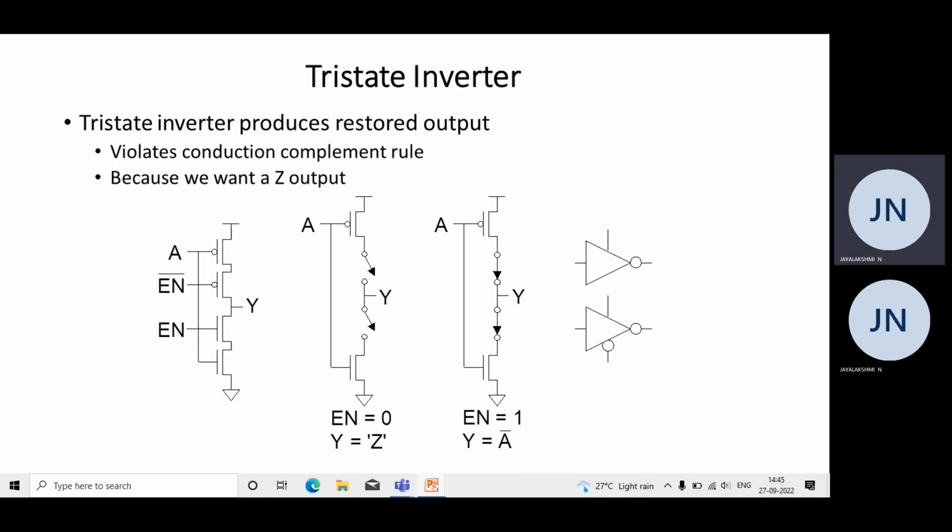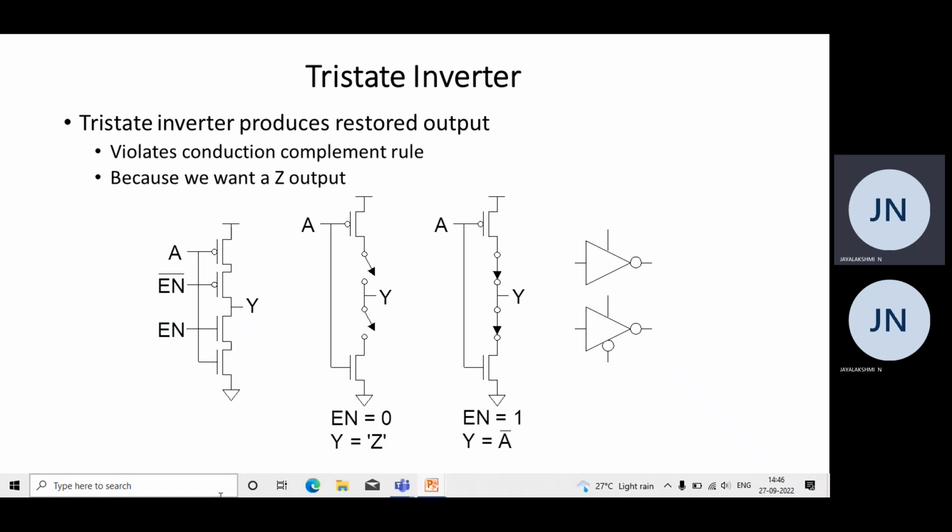So next, we're going to discuss the tri-state inverter. Here, the tri-state inverter produces a restored output, and it also violates the conduction complement rule because we want a Z output. Here you need to remember one thing: in a tri-state, if the enable is 1, then only the circuit will work. Otherwise, we will get the output as high impedance.